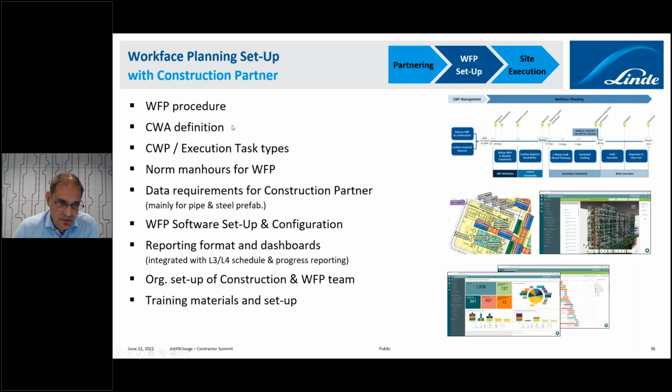Typically, during the contracting phase, we have already defined the CWAs, but we walk them through and align them. What we definitely align is the CWPs and the execution task types, because this is very important to mirror the structure and also to set up O3. Then we need, of course, to set up the man-hour norms for work phase planning so that we can budget the IWPs.